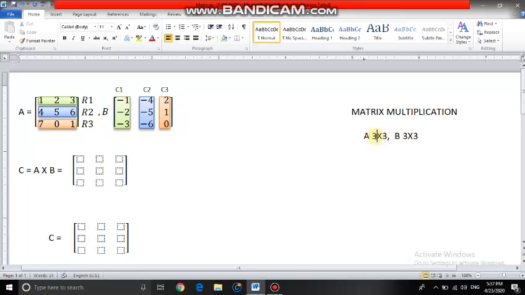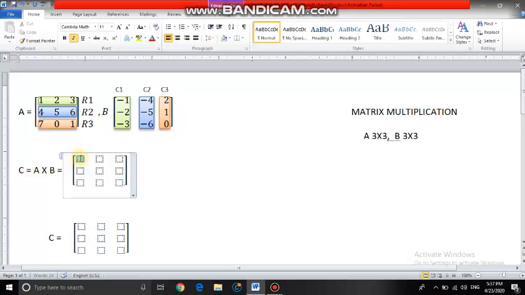Instead of 3 by 3, if I take A as 2 by 3 and B as 3 by 3, the number of columns of A and the number of rows of B remain the same, so multiplication can be done. So the second number of the first matrix and the first number of the second matrix must be the same, then matrix multiplication can be done. If not, then we cannot do it. Now if you look at the matrices, I have given colors to the rows and columns. There is a purpose for this.